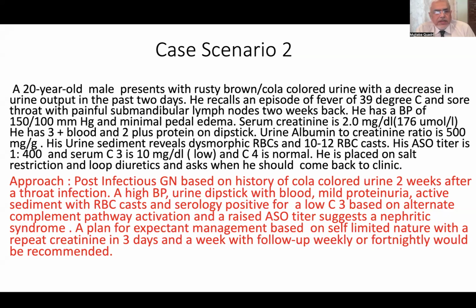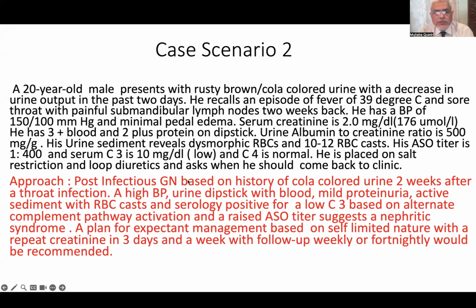Urine albumin to creatinine ratio is 500 milligrams per gram. Urine sediment reveals dysmorphic RBCs and 10 to 12 RBC casts. ASO titer is elevated at 1:400. C3 is low at 10 and C4 is normal. He's placed on salt restriction and loop diuretics and asked when he should come back to clinic.